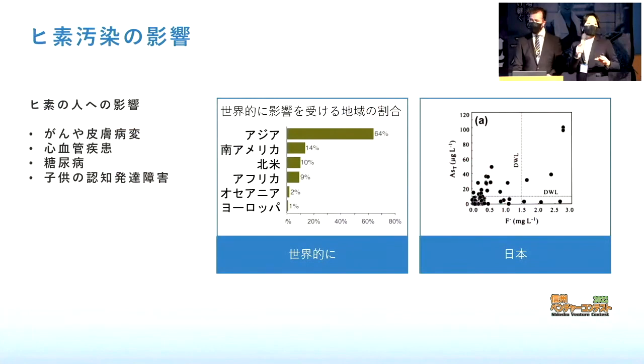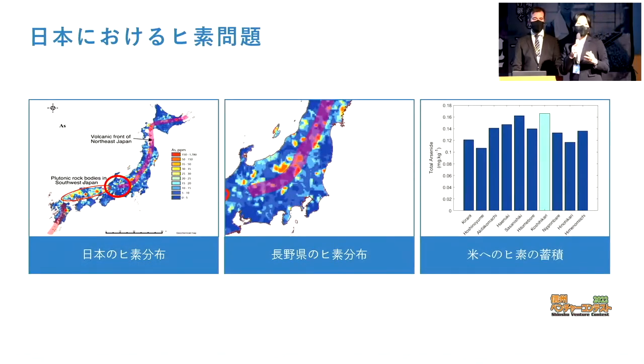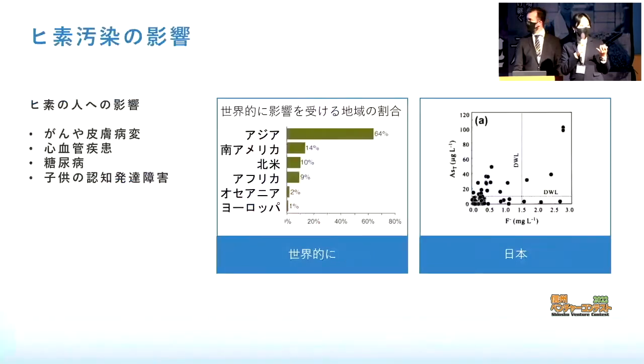But there's a studied correlation between the presence of fluoride and also the presence of arsenic in drinking water. Even though in Japan the levels of fluoride are low, the presence of arsenic is very, very high, and Asia is one of the most affected regions because of the high contents of arsenic in water. Arsenic is very important to be studied because it produces cancer, diabetes, skin problems, and also cognitive problems in children.